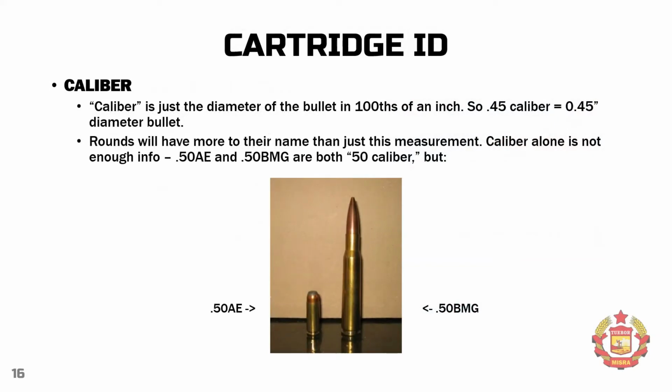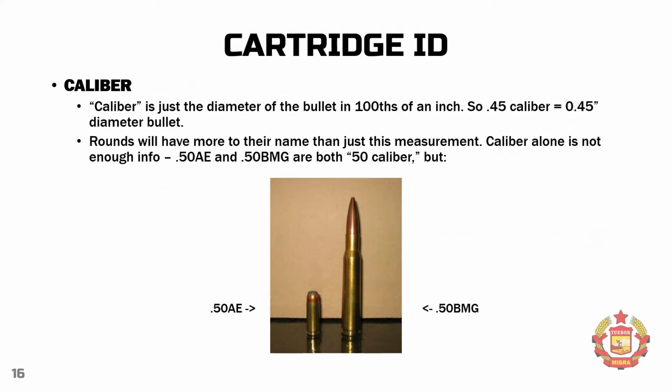Now we can move on to cartridge identification. Caliber is one common way of measuring the cartridge. It's the diameter of the bullet in 1/100ths of an inch. So 45 caliber is a 45 hundredths of an inch diameter bullet. Some rounds will also have more to their name than just this measurement. So the caliber alone is not enough.